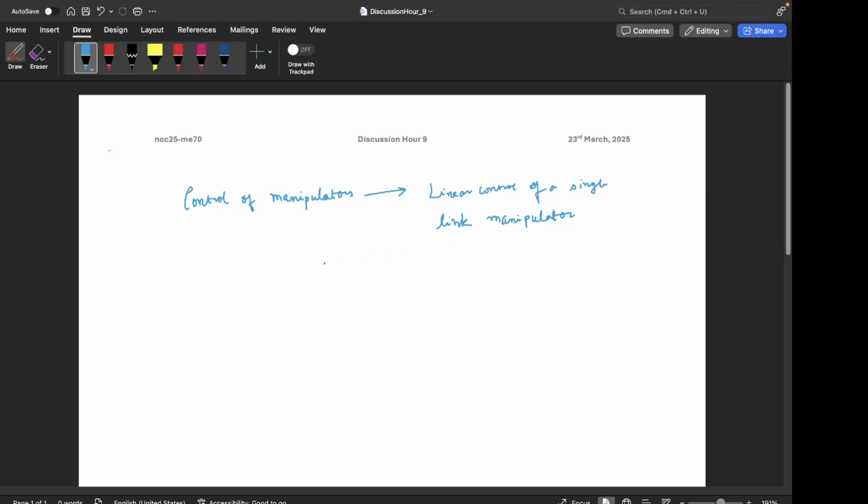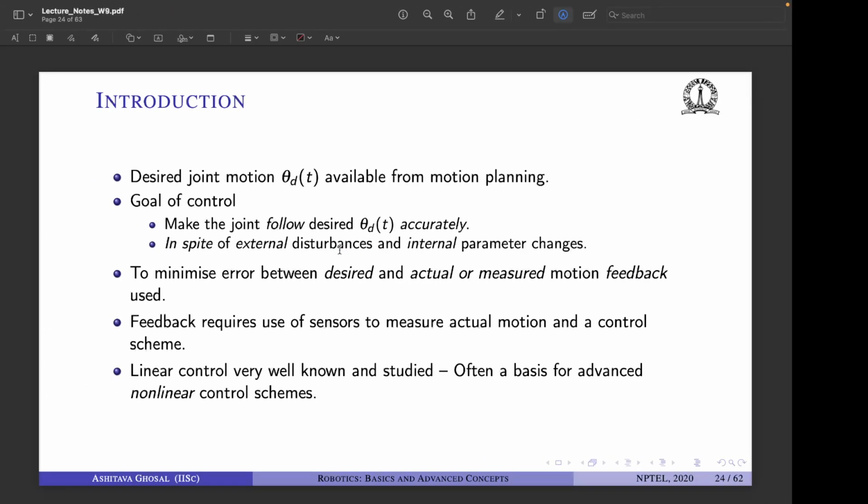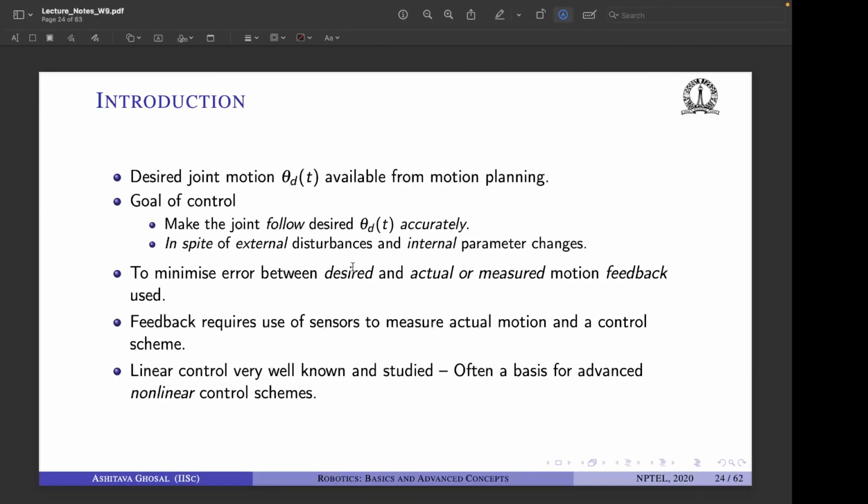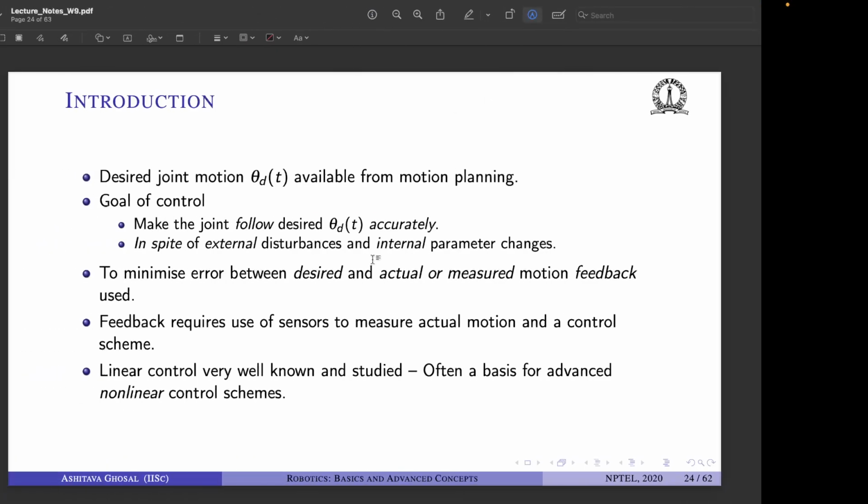Also, in this discussion hour, I will be using the lecture notes heavily because of the equations and the schematics that are there in the slides, which, in order to reproduce them accurately on the notebook, takes a lot of time. So I will annotate the slides itself, and will go into the depth of the workings of the control schemes. So let's get started.